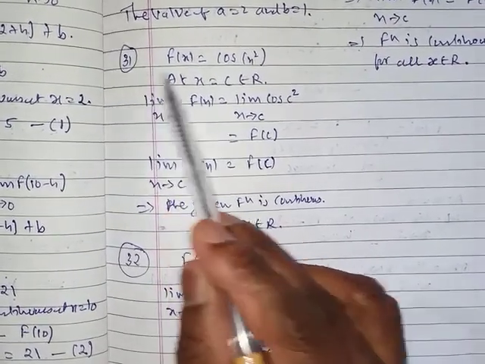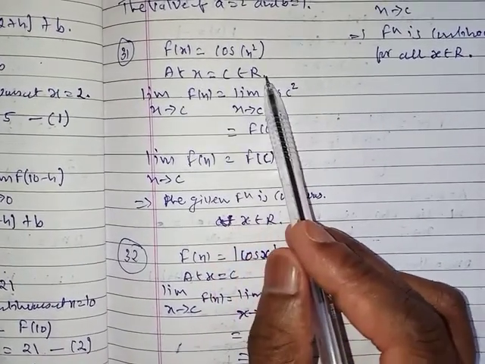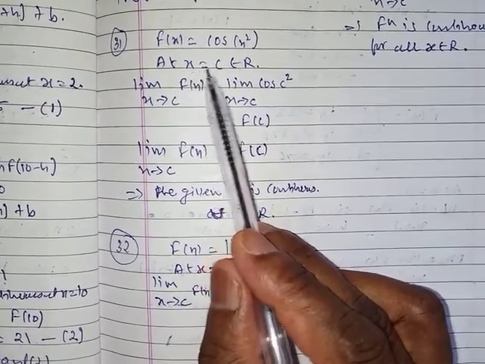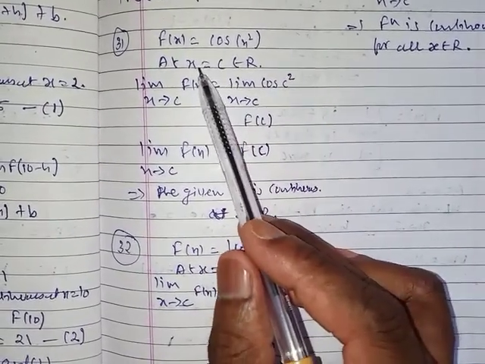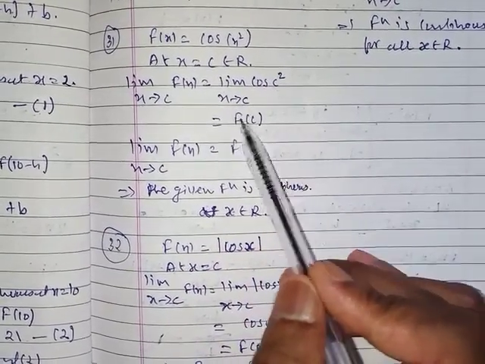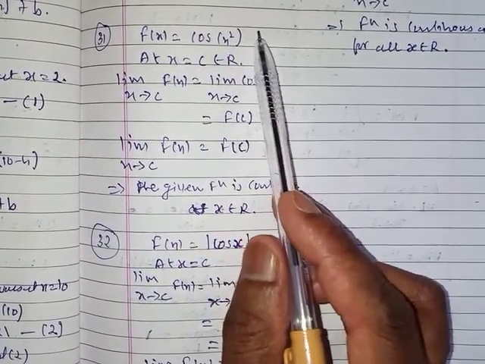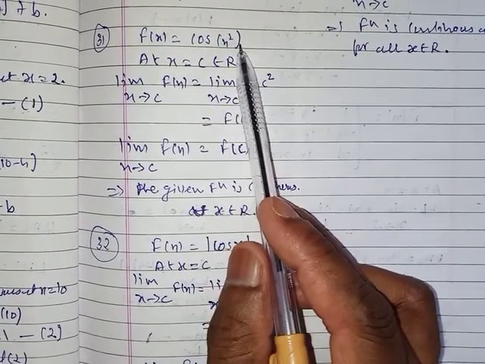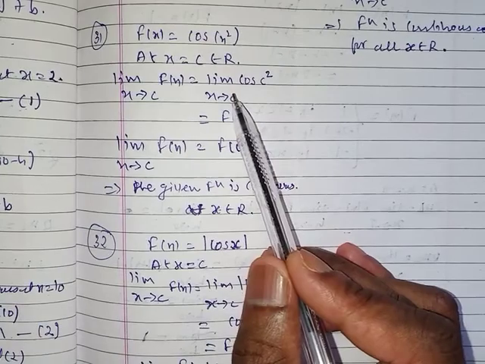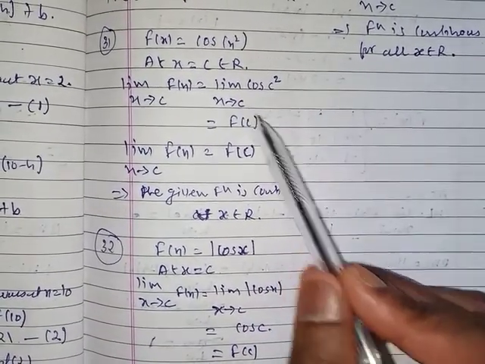Question number 31. f of x is equal to cos of c squared at x is equal to c, and you have to check the continuity at x is equal to c. Since f is defined at c, we take the limit as x tends to c of f of x. By the first definition, we have only one limit, since the left hand side and right hand side limits are the same. What do we need to prove? Limit x tends to c of f of x is equal to f of c. If it is proved, then it is continuous.